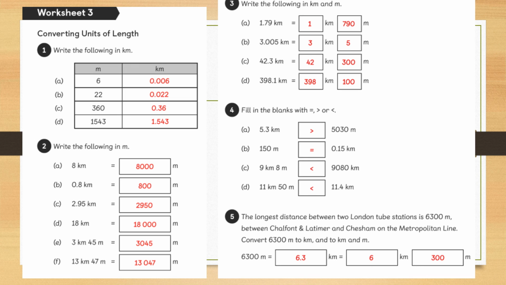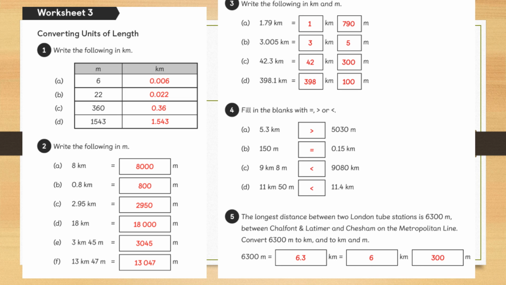All right. So you're going to write the following in kilometers and meters, okay? So it's 1 kilometer and it's 790 meters, okay? 3 kilometers and 5 meters. So remember, on that 0.79, you are multiplying by 1,000, okay? And that will give you your meters at the end.